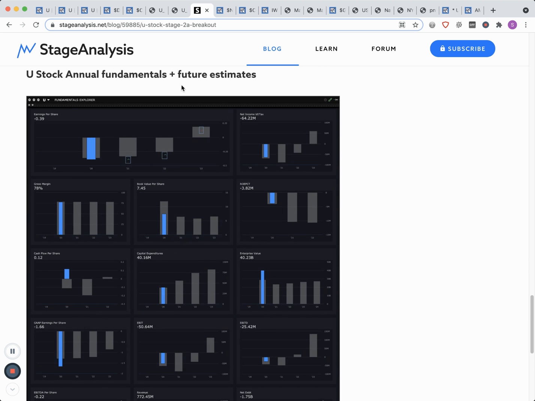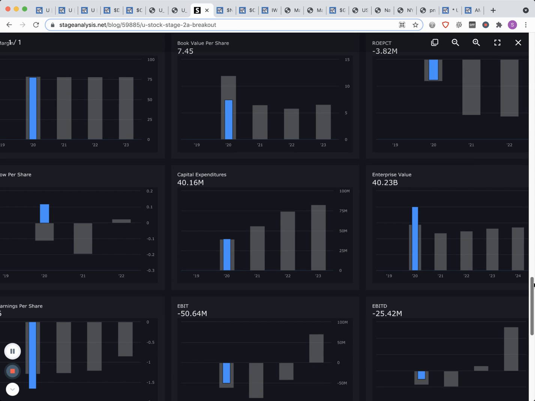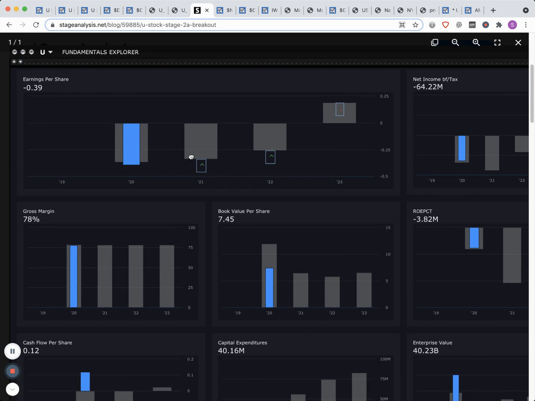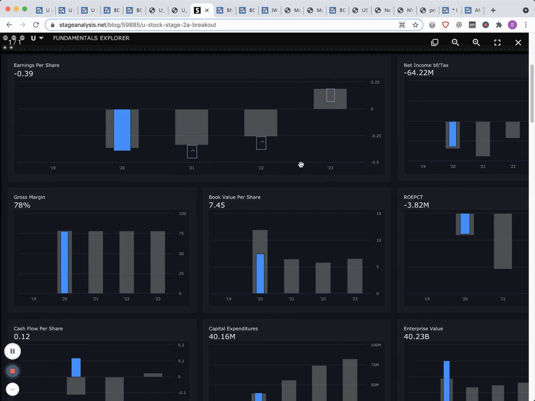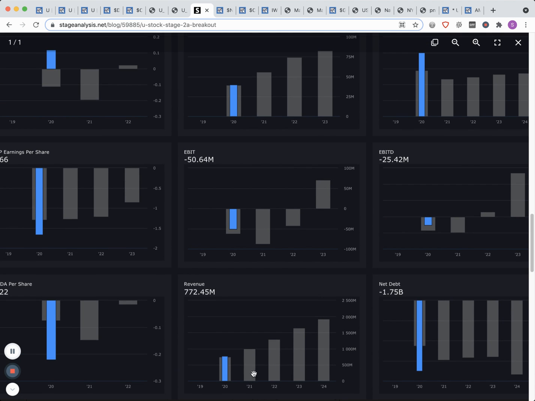If we look at the annual fundamental and future estimates on this as well, so if we zoom in on this a little bit here, you can see on the Fundamentals Explorer from Interactive Brokers, which I find really useful, the earnings per share growth projected for the next few years. So it's not expected to be profitable until 2023, but as you can see in here, we've got projected continued strong revenue growth through the next few years.